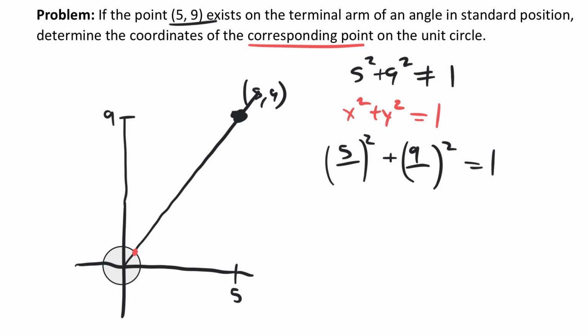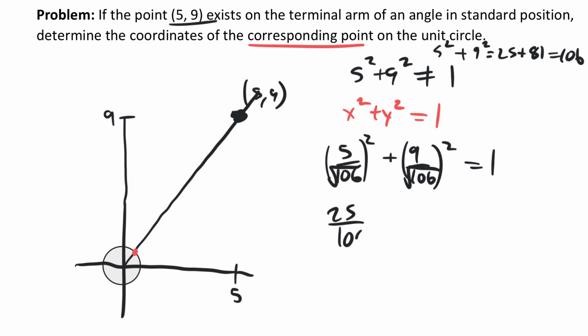Maybe let's calculate it. 5 squared plus 9 squared would be 25 plus 81, which is 106. That's way too big, right? We need to just get 1, not 106. So let's divide both of these by 106. Well, okay, but we got to be careful because there's a square happening. So let's divide them by the square root of 106. Well, that's going to give us 25 over 106 plus 81 over 106. Well, that'll add to 106 over 106, which is just 1.